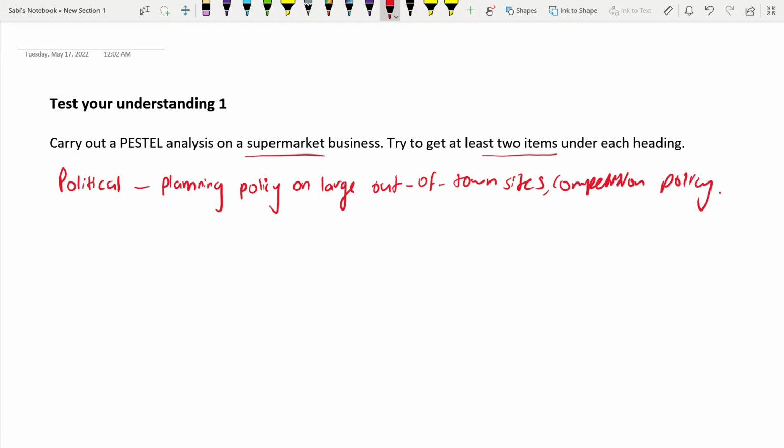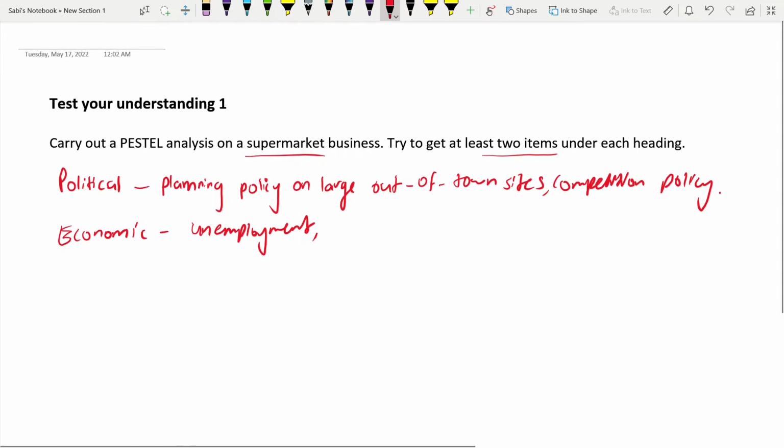Next factor is economic. Okay, so economic, what could be there for the economic? For supermarkets, unemployment. Now it's more because you can see everything is being digitalized. Okay, interest rate, these are common. Okay, and taxation.